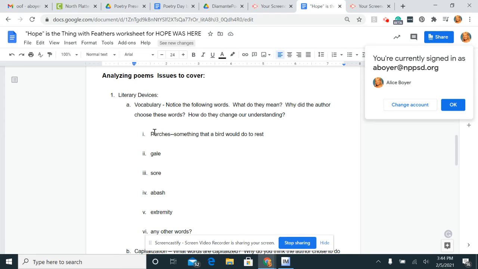So perches is the first word that we want to look at, and perches is something that a bird would sit on to rest. Okay. A gale, if you're not familiar with a gale, is a strong wind. It even has synonyms such as a typhoon or a tornado.